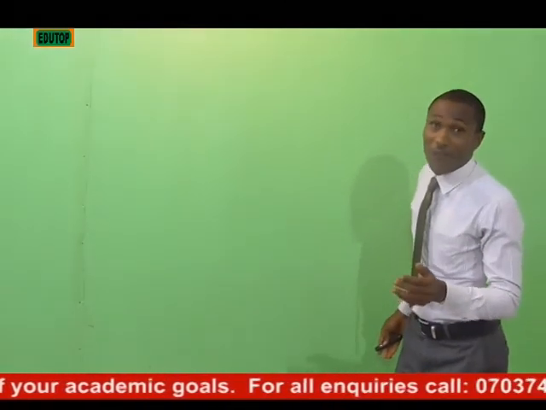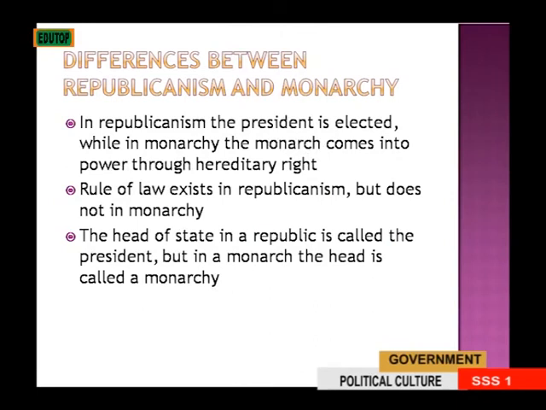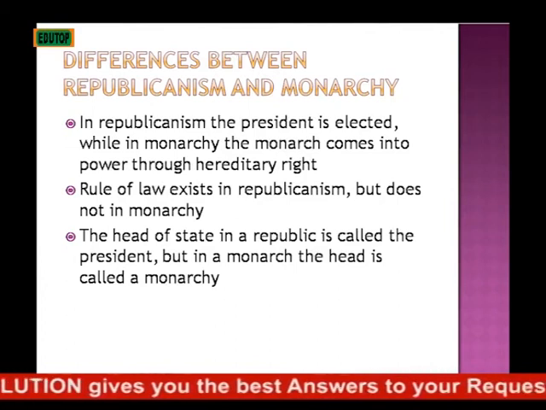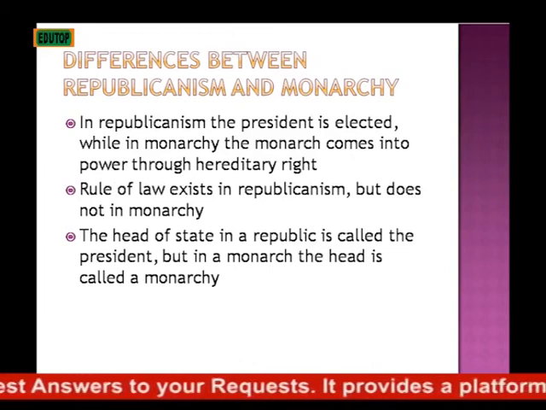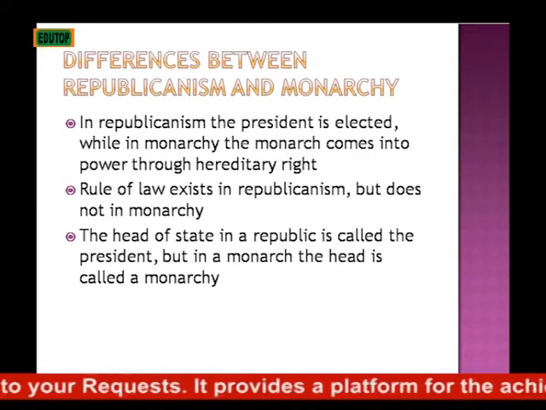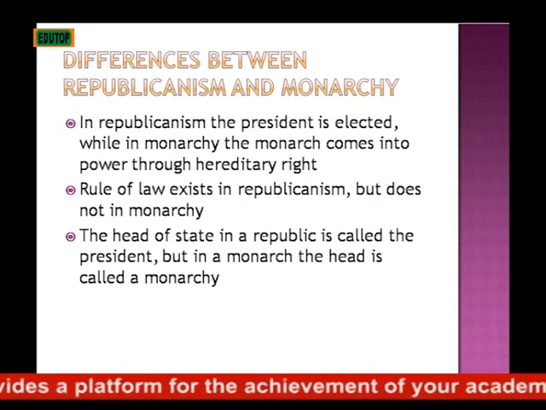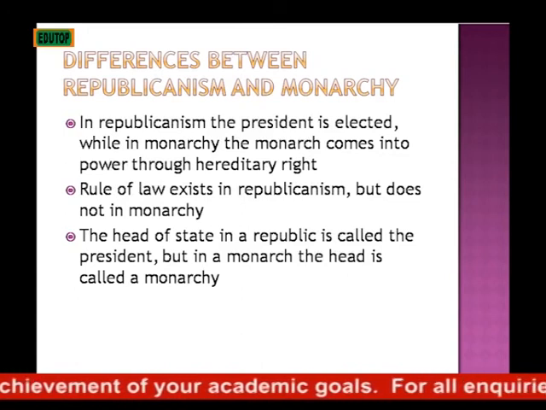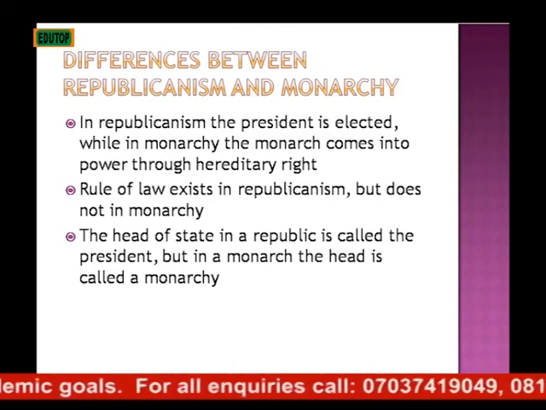Let us quickly talk about differences between republicanism and monarchy. In a republic, the president is elected. But in a monarchy, the monarch, as we have said, comes into power through hereditary rights. Again, rule of law exists in republicanism, but that is not the case in monarchy. And finally, the head of state in a republic is called the president, but in a monarchy, the head is called the monarch.